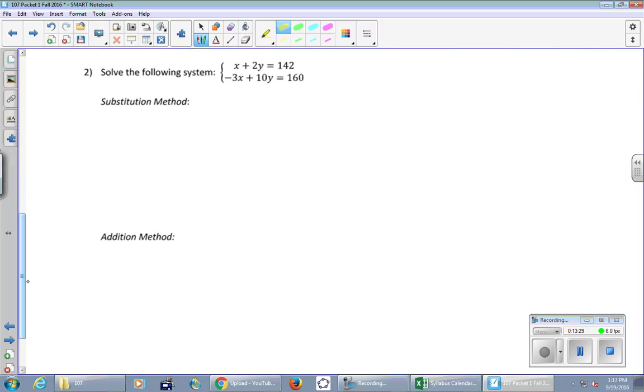All right, here we go. We're going to solve this system of equations up here twice. Same system, same answer, two different techniques. First one is substitution. Substitution, step one is to solve one equation for one variable. Solve one equation for one variable.